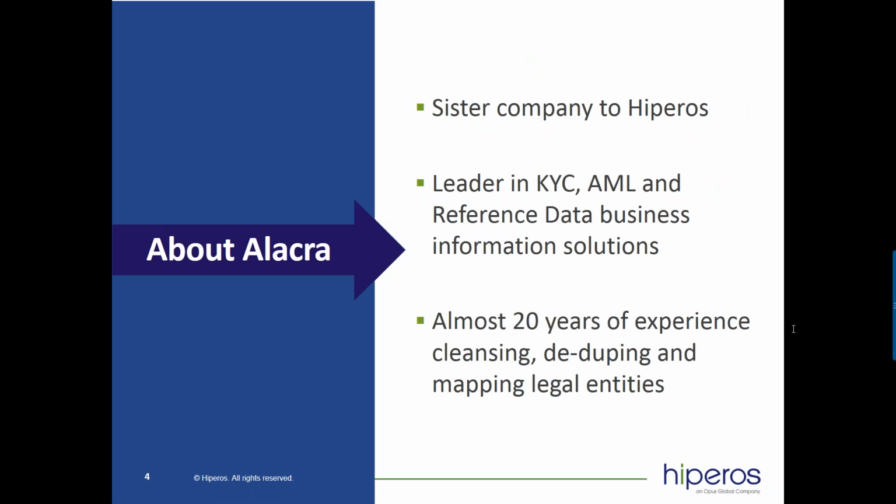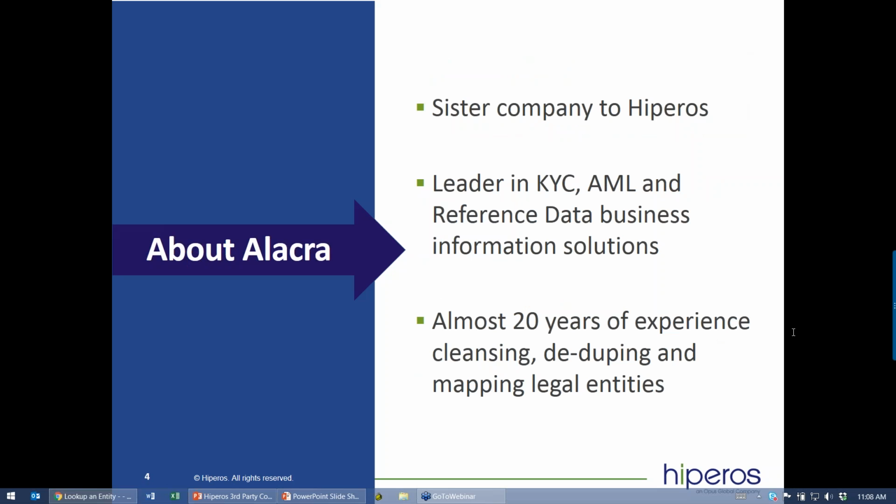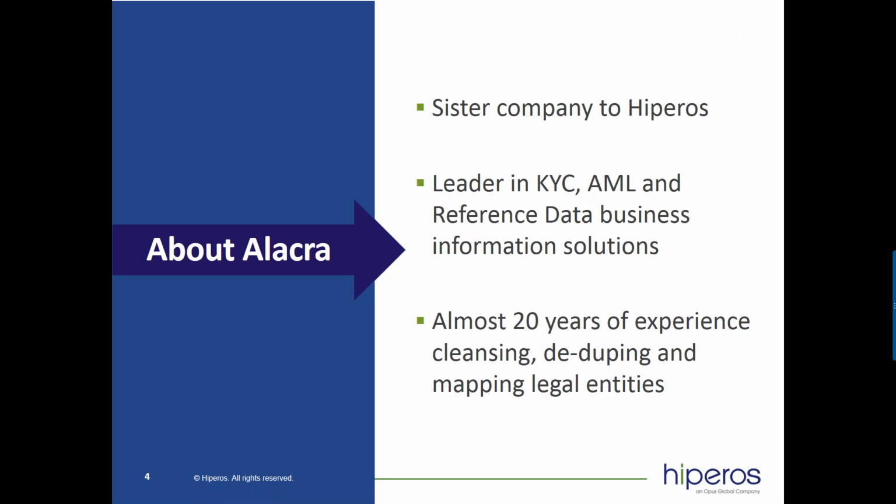So Alacra and Hiperos are sister companies. We're both Opus global companies that are 100% focused on third-party management. Now, for us, third-party management spans customers at one end of the spectrum all the way through to vendors and service providers at the other. So it includes things like agents, affinity relationships, balance sheet affiliates, all of those third parties, distributors, agents, and so on that you all manage. And we have about 20 years of experience in this business of cleansing, deduping, and mapping and managing compliance on these legal entities.